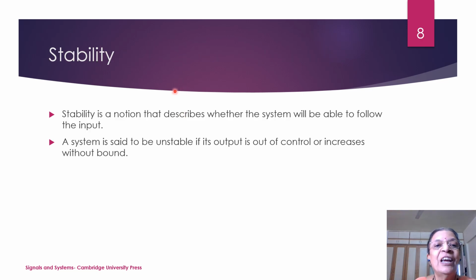Then we go to stability. The system is required to be stable, obviously, because we want the output of the system to be finite. It should not go to infinity. So if the output becomes unbounded, the system becomes unstable. The system output should not increase beyond the bounds. So it should have some bounds. Then we say that the system is stable. So the system must be stable for all inputs. For all bounded inputs, the output should be a bounded value.